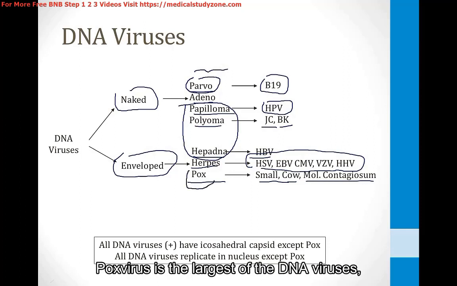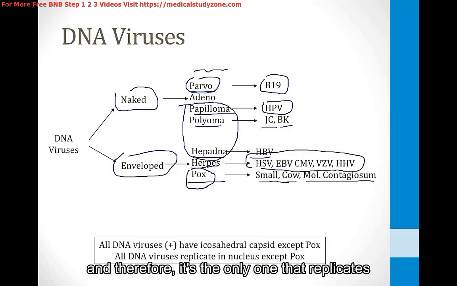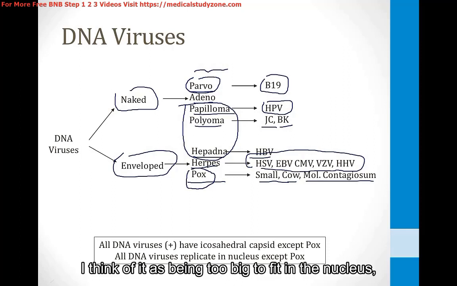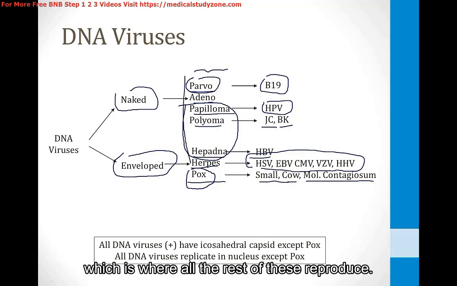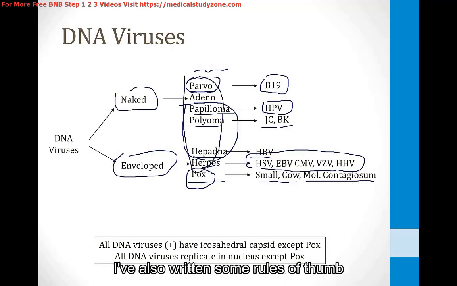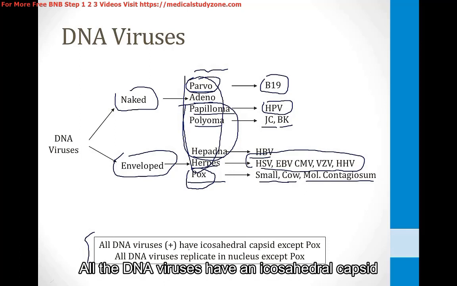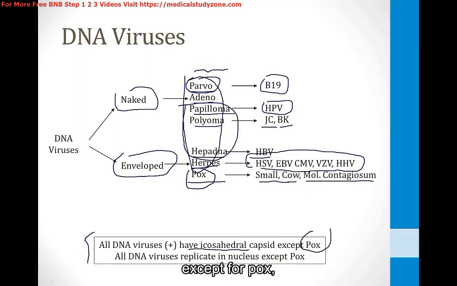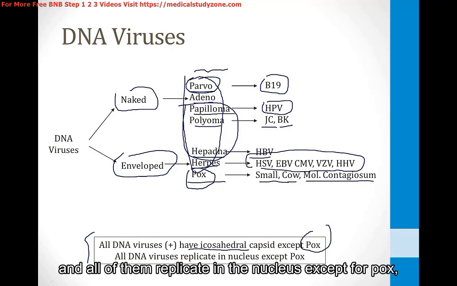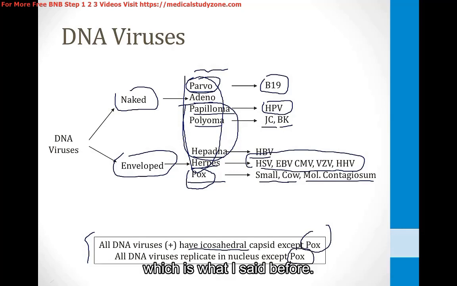Pox virus is the largest of the DNA viruses, and therefore it's the only one that replicates in the cytoplasm. I think of it as being too big to fit in the nucleus, which is where all the rest of these reproduce. I've also written some rules of thumb down here on the bottom. All the DNA viruses have an icosahedral capsid except for pox, and all of them replicate in the nucleus except for pox, which is what I said before.